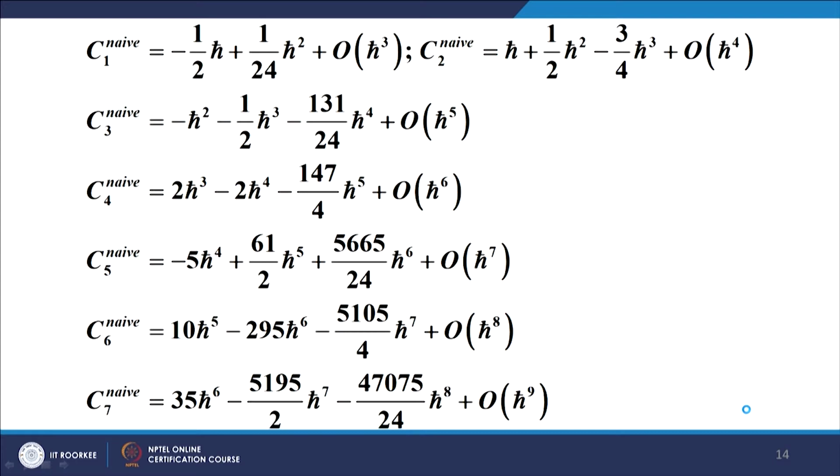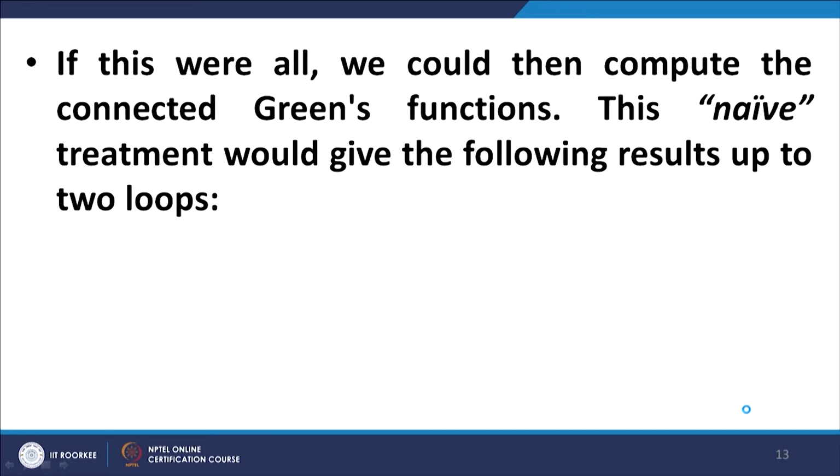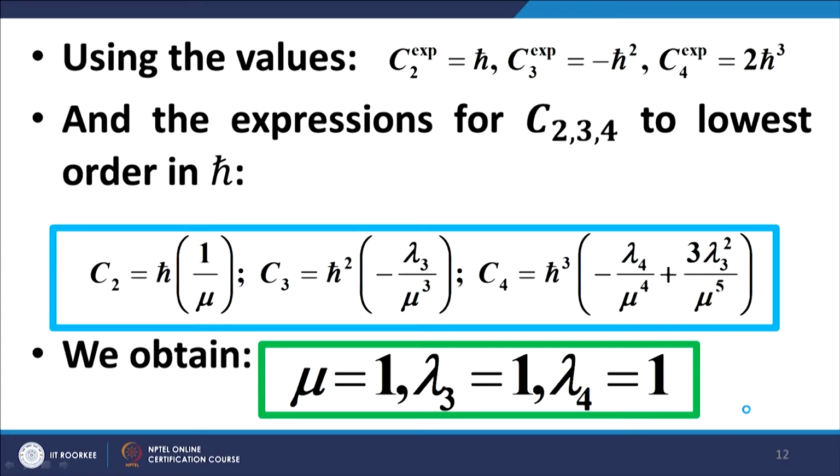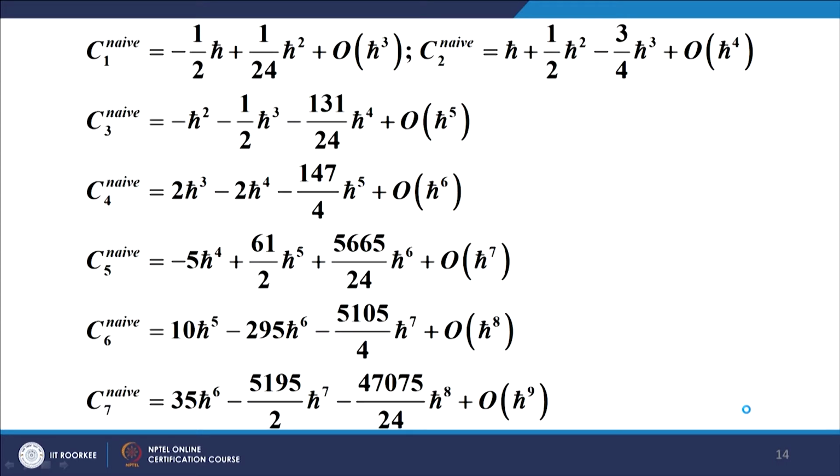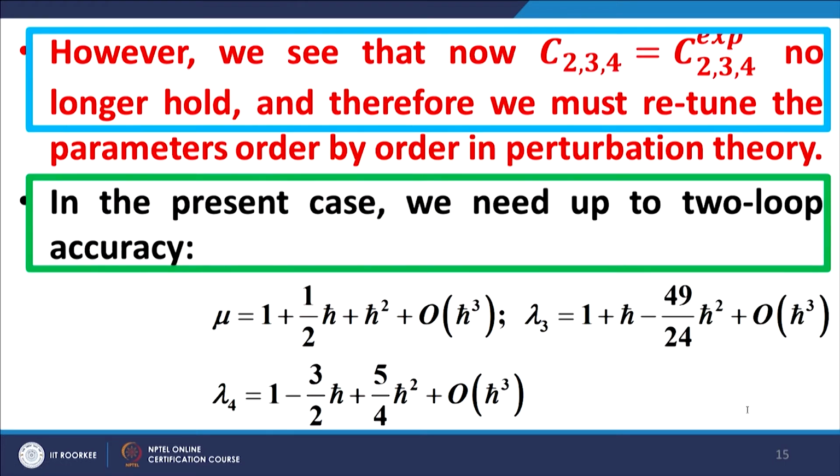You can clearly see here C 2, C 3 and C 4 on this slide, and C 2, C 3 and C 4 at the top of the slide, they do not coincide. So, what we need to do is revert back to C 2, C 3 and C 4 and rework them at the two loop level. When we rework them at two loop level and then work out the values of mu, lambda 3 and lambda 4, the values that we get are given at the bottom of this slide.